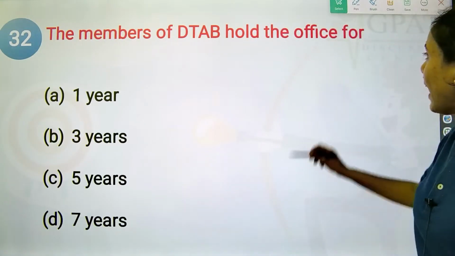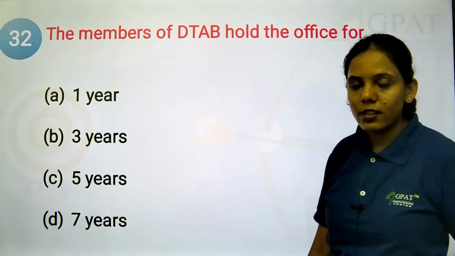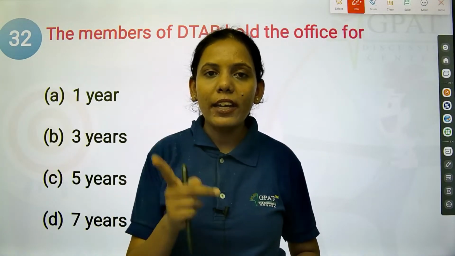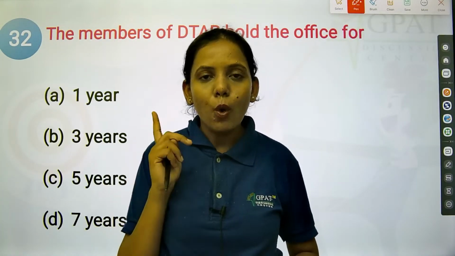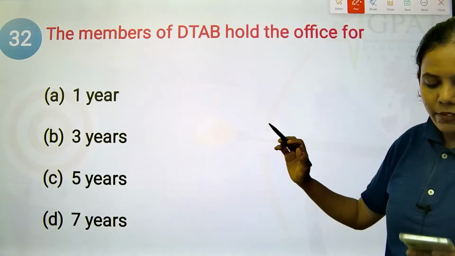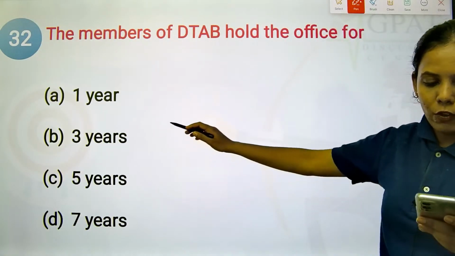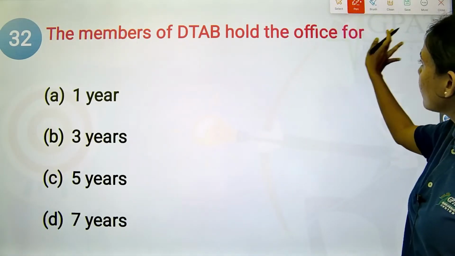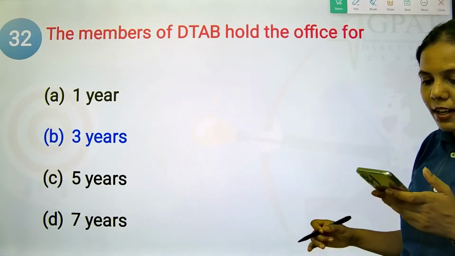The members of DTAB hold the office for how many years? First of all, remember DTAB members are divided into 3 parts. So 3 years. They will hold the office for 3 years. Not 1, 3, 5, 7, not 1, 5, 7, but they will hold for 3 years. Option B, 3 years is the right answer.